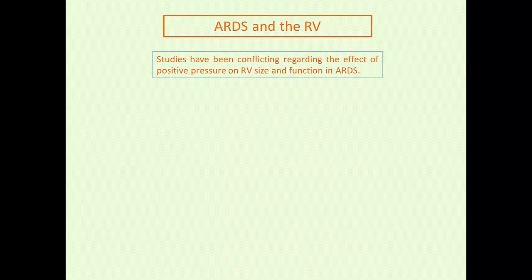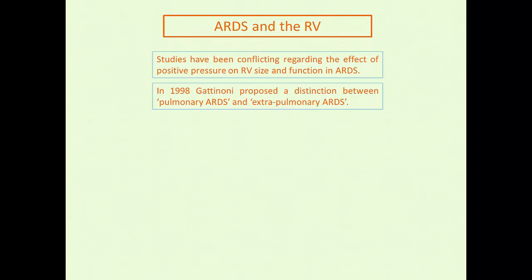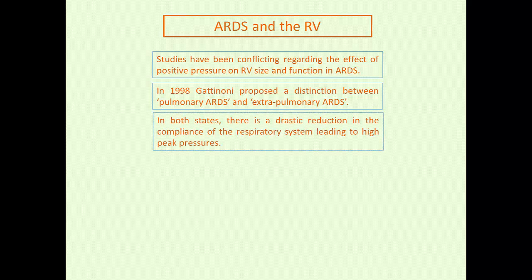So, ARDS and the right ventricle: there have been conflicting results regarding the effect of positive pressure on right ventricular size and function in ARDS. I think this can be accounted for by a nice distinction given by Luciano Gattinoni and colleagues in the late 90s, in an often overlooked article in the Blue Journal. They propose a neat distinction between pulmonary ARDS and extra-pulmonary ARDS.